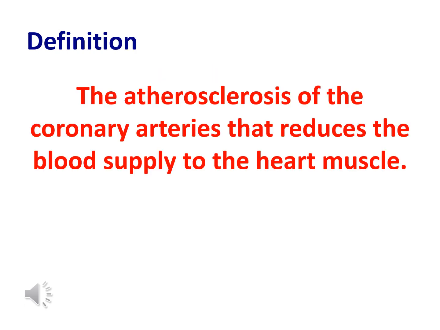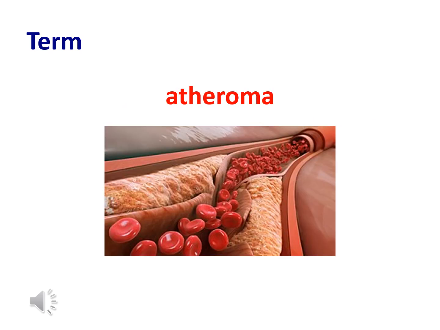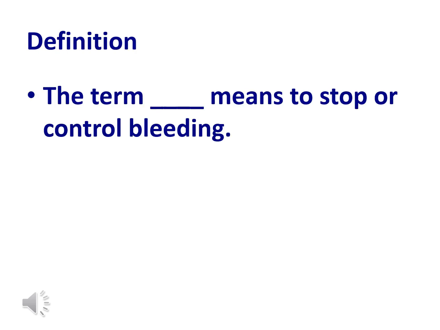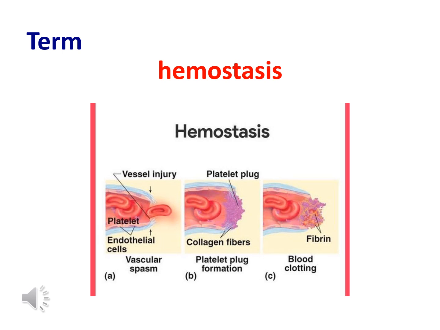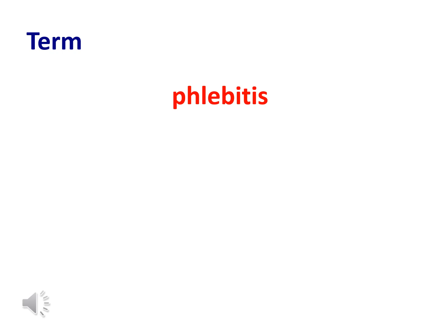The atherosclerosis of the coronary arteries that reduces the blood supply to the heart muscle is called coronary artery disease. A what, which is a characteristic of atherosclerosis, is a deposit of plaque on or within the arterial wall? It's the atheroma. What term means to stop or control bleeding? Hemostasis. Inflammation of a vein is known as phlebitis.